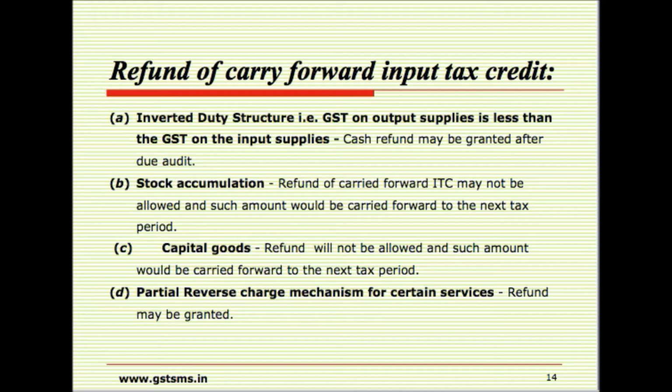Point number 2, stock accumulation. Wherever a dealer or a taxpayer purchases some stock, he gets an input tax credit. And if he is not able to sell that product in the same tax period, then the input tax credit would be carried forward to the next tax period and refund will not be made available. Similarly, for capital goods also, refund of the ITC would not be available, but yes, it will be allowed to be carried forward to the next tax period.